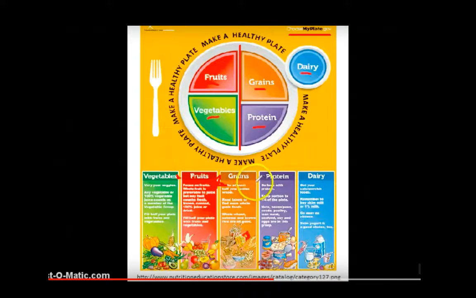The next one is grains, and you want to make at least half of your grains whole grains. That could be whole grain bread, whole grain oatmeal, all things that are good for you. You can also buy whole grain pasta now.